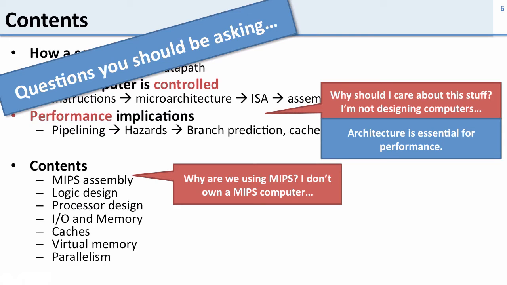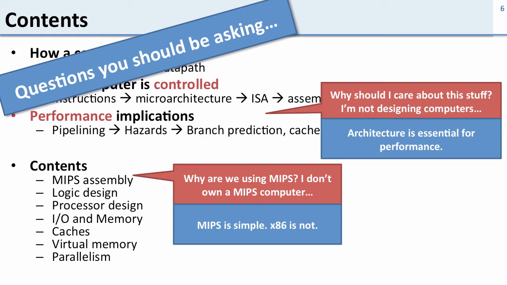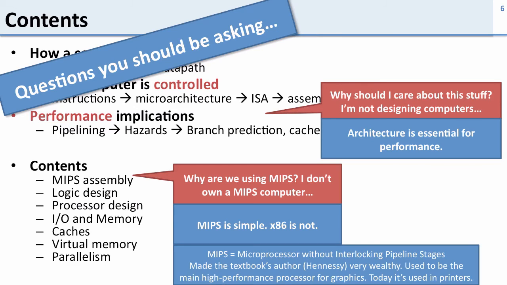Why are we using MIPS? Well, that's a simple practical matter. MIPS is simple. It's easy to understand and it's good for teaching. The standard processors, x86 from Intel or AMD, are much more complicated and they're a lot harder to teach. Now, one question a bunch of people have had is, what does MIPS mean? Well, MIPS stands for Microprocessor Without Interlocking Pipeline Stages. And this was a processor that was designed by the author of the textbook, John Hennessy, and made him quite wealthy. And for a long time, MIPS processors were the main high-performance processors in the world, and these days they're just used in printers.